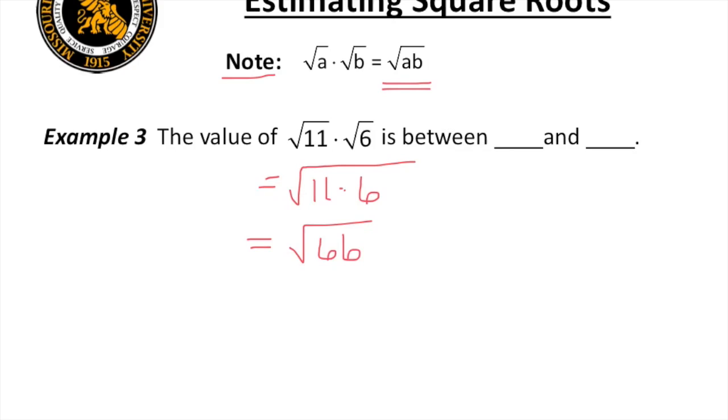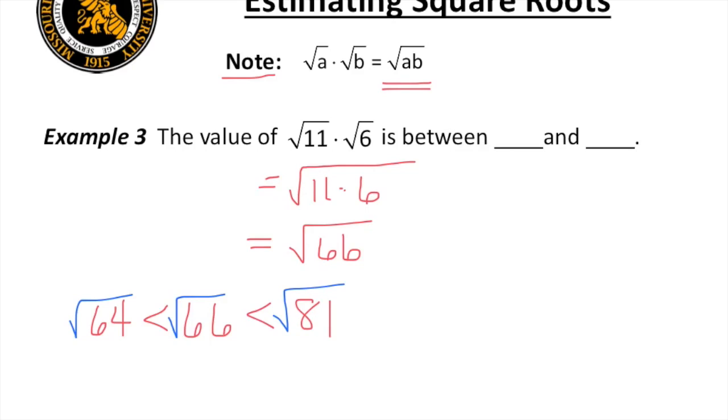So since 66 is not a perfect square, we look for the perfect squares that are closest to 66. To the left of 66, we find the perfect square 64. And to the right, the closest perfect square is 81. Since 66 is between 64 and 81, the square root of 66 must be between the square root of 64 and the square root of 81. This means that the square root of 66 must lie between 8 and 9.